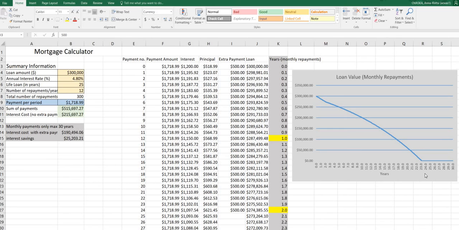The other thing, if we look over here, is that our original loan period was 25 years, but by making those early payments, I've paid that loan off earlier. We can see that it's just over 23 years that the loan has now been paid off by making those extra repayments. So these are other options that you can look at: how the cost of the loan, the amount of interest that you're paying over the life of the loan, and the length of the loan can change by adding in extra payments on that loan.